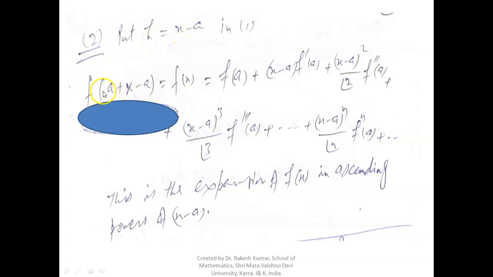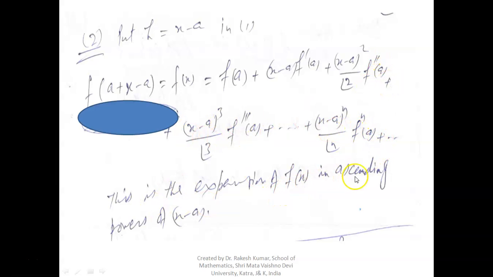Then the second case is where I replace h by x minus a in 1. So what do we get? f of a plus h, where h is replaced by x minus a, becomes f x. And this is equal to f a plus x minus a f dash a plus x minus a whole square upon 2 factorial f double dash a plus so on, and all these terms.